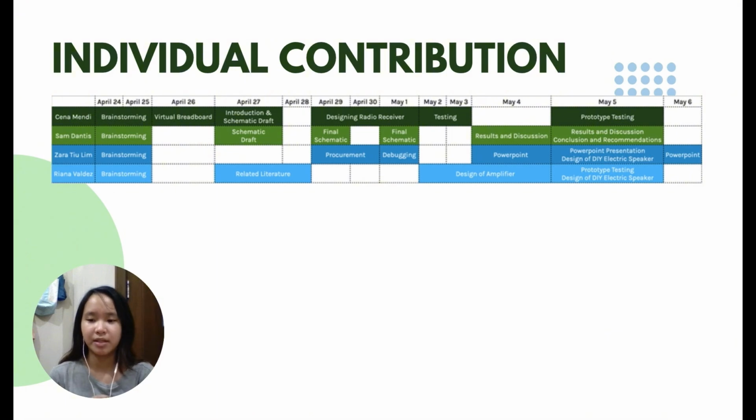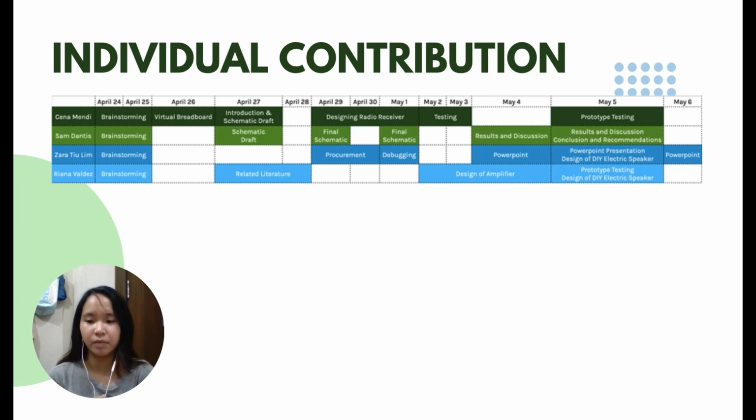On April 26, I worked on the virtual breadboarding using Fritzing, where I translated our initial ideas into a functional radio receiver circuit layout to verify connections early on. On April 27, I handled the introduction and, more importantly, the schematic drawing of the radio receiver and also finalized needed materials, which serve as the foundation for our design. This provided a clear and reliable starting point, ensuring that each component was correct and logically structured before moving into further development.